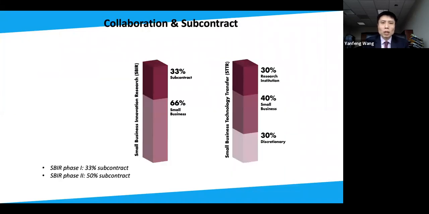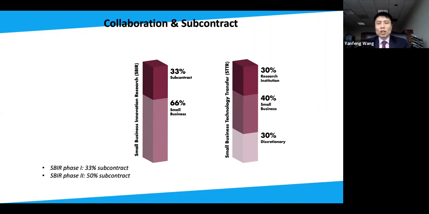Subcontracting and collaboration is a very important aspect for SBIR and STTR. In fact, they encourage you to do so. For SBIR, according to the budget and working amount, in Phase 1, you can subcontract as much as 1/3. In Phase 2 SBIR, that can increase from 1/3 to 1/2.